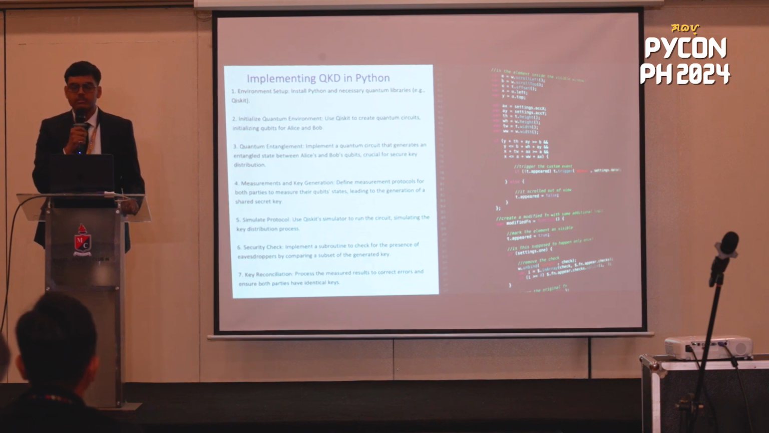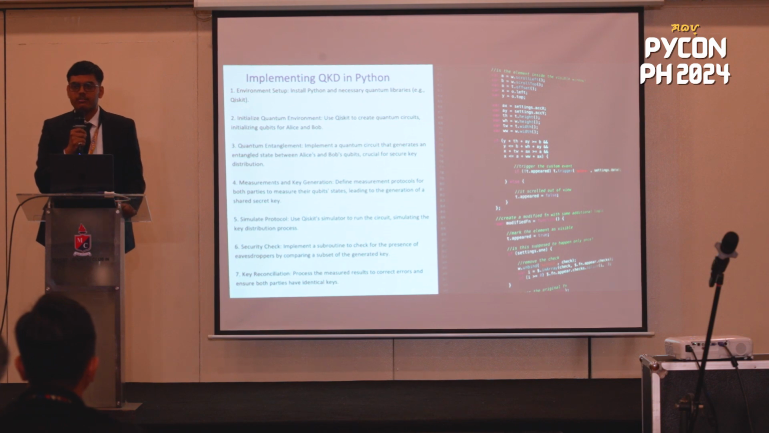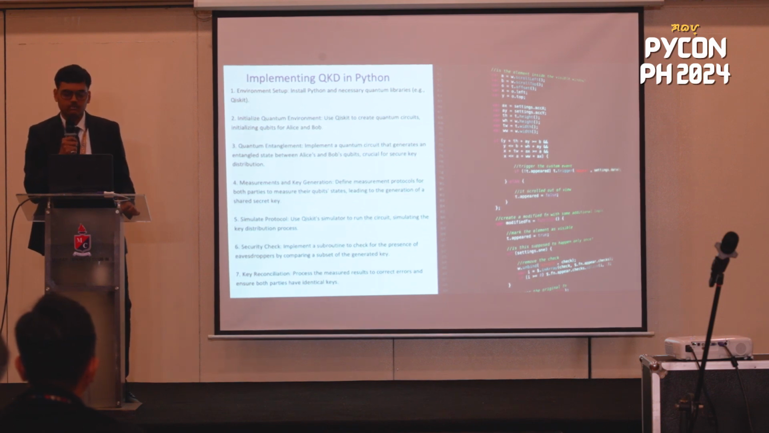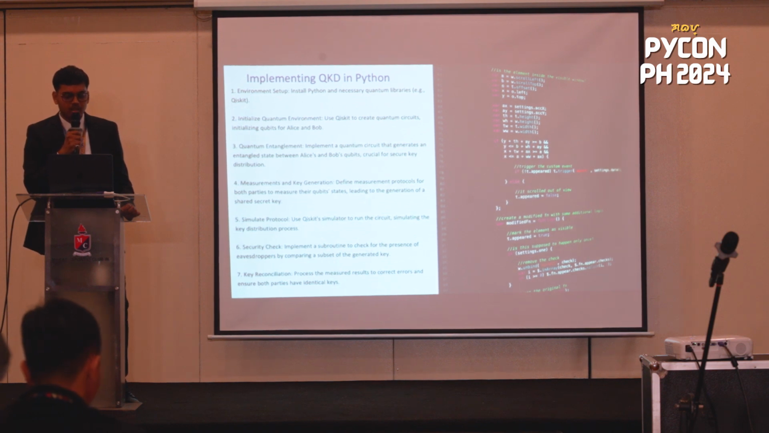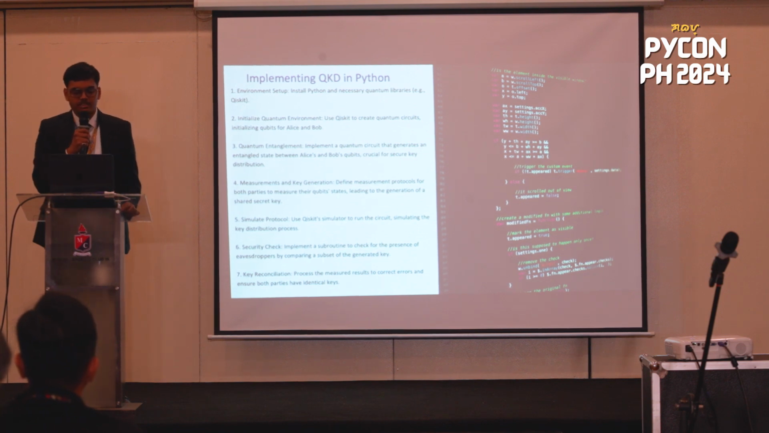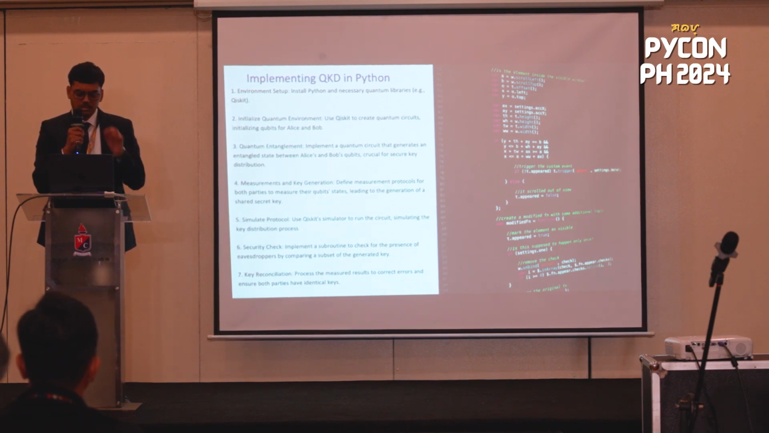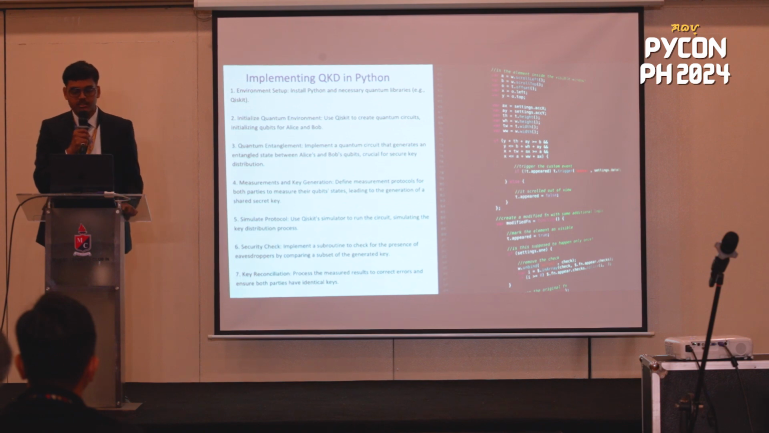Basically, it's used in the upcoming 6G frameworks for delivering low latency and high traffic with bandwidth. And then we have measurement and key generation. We have measurement protocols for both parties, Alice and Bob, to entangle and check their qubit state, leading to the generation of a shared secret key. And that secret key cannot be accessed by anyone else outside the quantum channel.